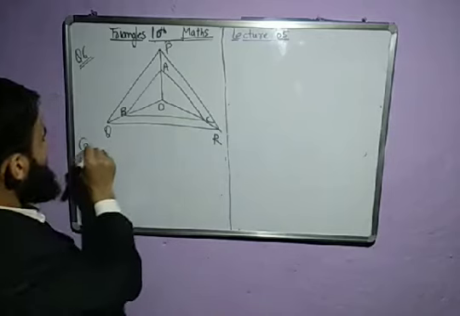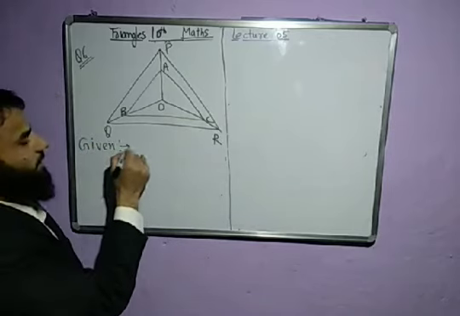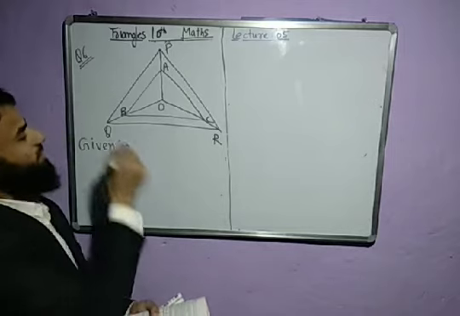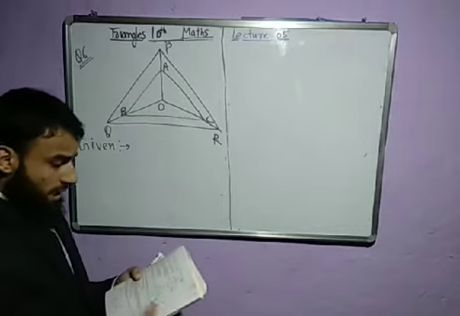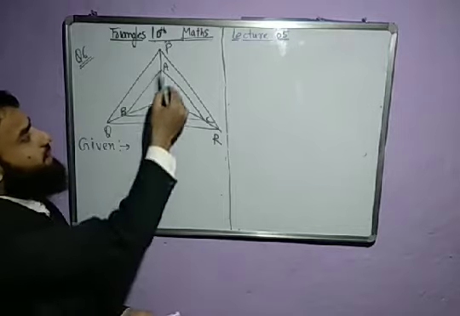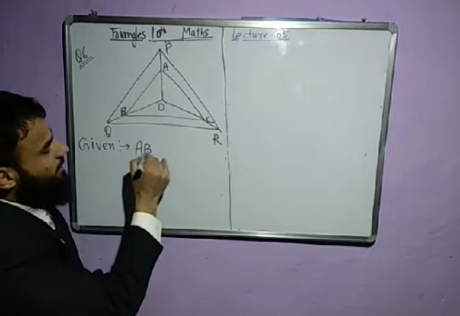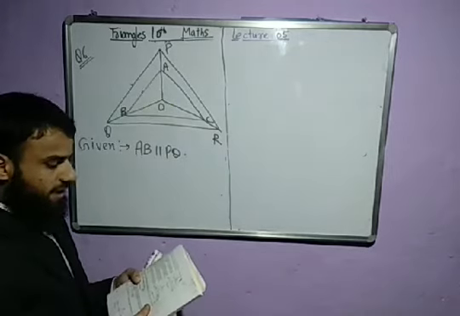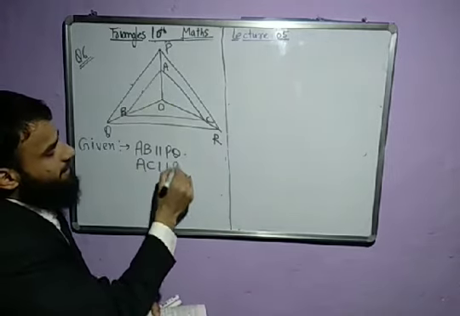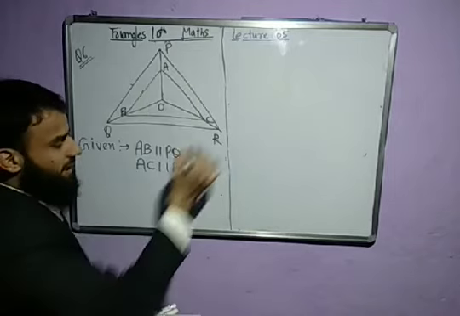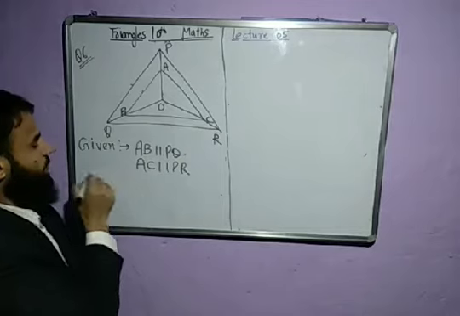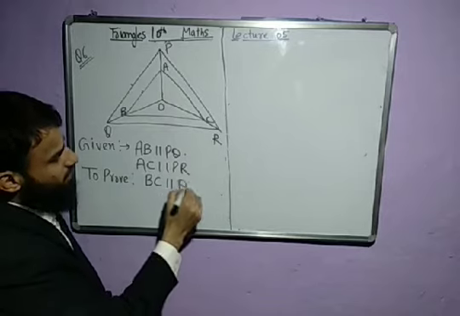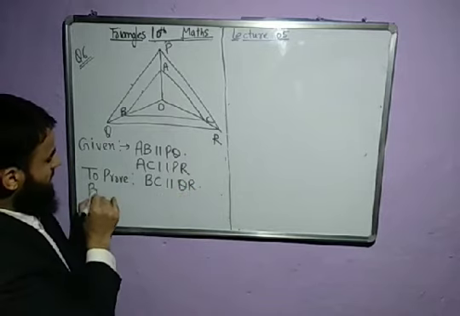So we'll write here what is given. Given is that A, B, C are points on OP, OQ and OR, such that AB is parallel to PQ, that means this side is parallel to this side, and also AC is parallel to PR. It means this side is parallel to this side. You have to prove BC is parallel to QR. It's very easy. So let us start the proof.